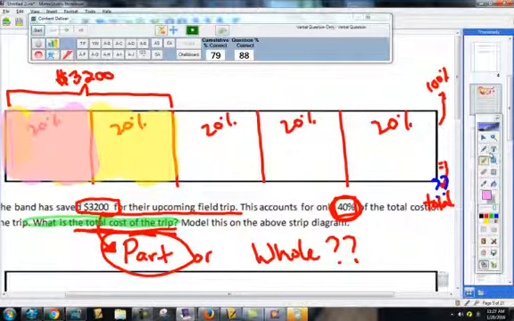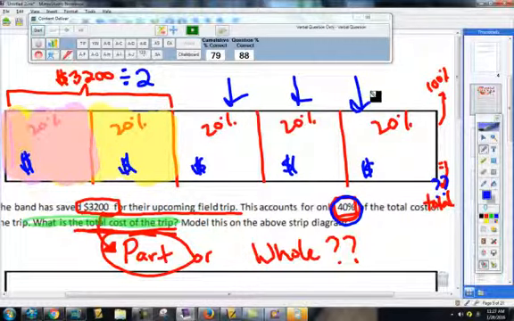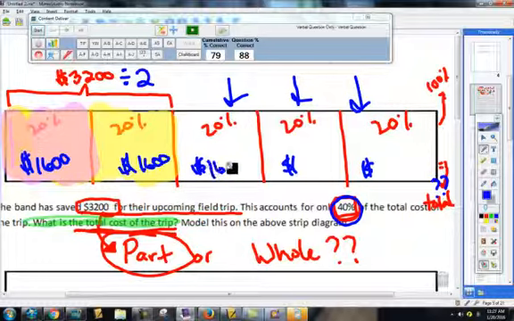We're going to highlight one of them. How am I going to figure out how much money is going to be in each one of these sections? I'm going to divide it by 2. The reason I'm dividing it by 2 is because they have only saved 40% of their trip. So this 3,200 is only part of it. It's only 2 of these pieces. They still have to save 60%, right? So when I do that, I'm going to get 1,600, 1,600, 1,600, 1,600, and 1,600.